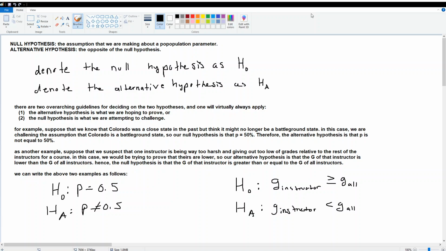And using our notation up here, our H0 and our HA, we can say for the Colorado example, our H0 was that P is 0.5, and therefore we can also say that our alternative, HA, is that P is not equal to 0.5. For the grades example, we can say the H0 is that the grades given by the instructor in question are at least the same as the grades from all instructors. And the alternative is that their grades are lower than the grades from all instructors.